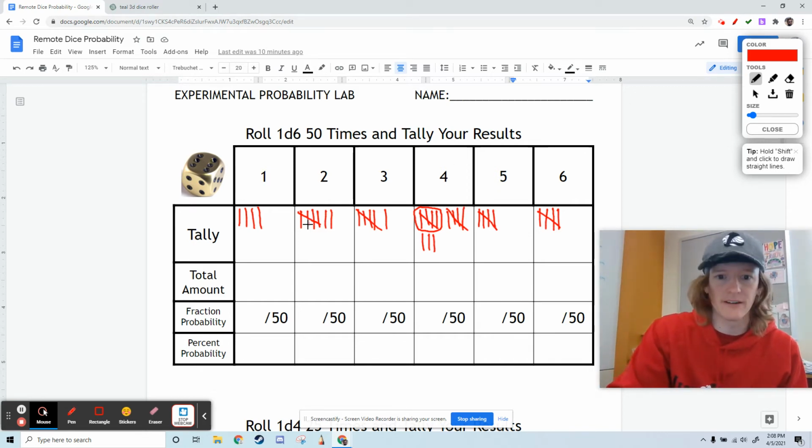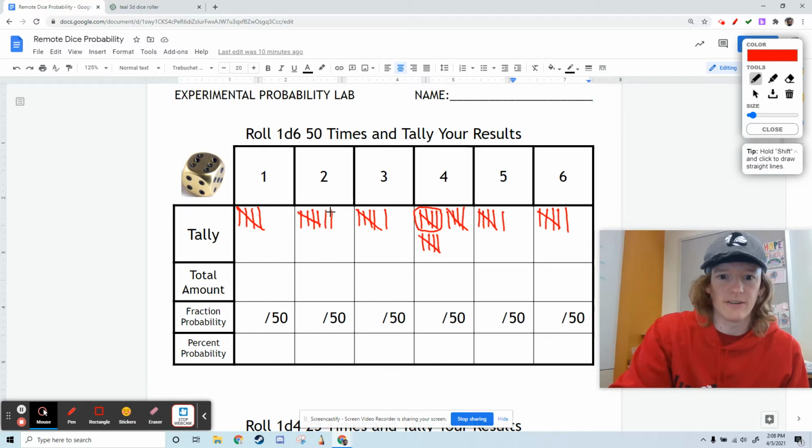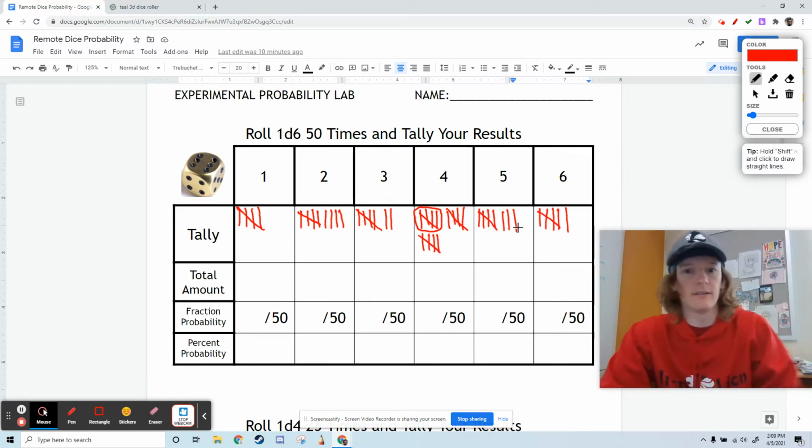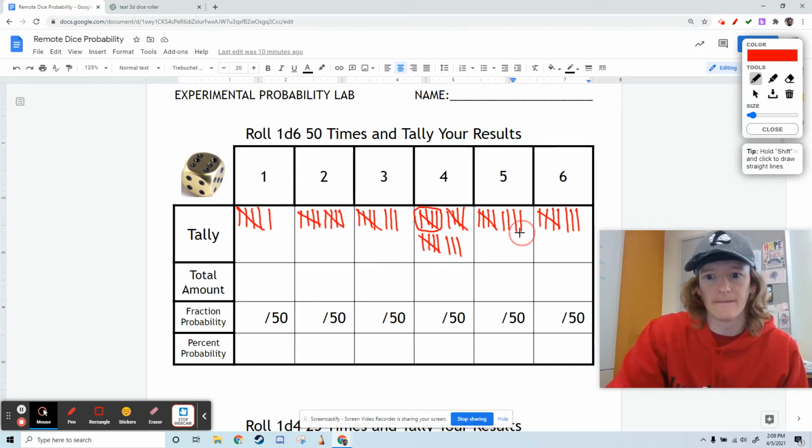1, 4, 4, 5, 6. 2, 2, 3, 5, 5. 4, 4, 4, 6, 6. We have so many 4s. I'll do another one and then I'll figure out where I'm at. 1, 2, 3, 5, 5.